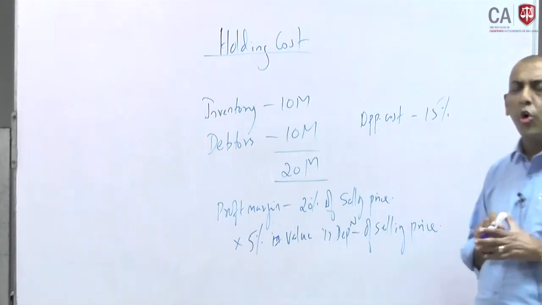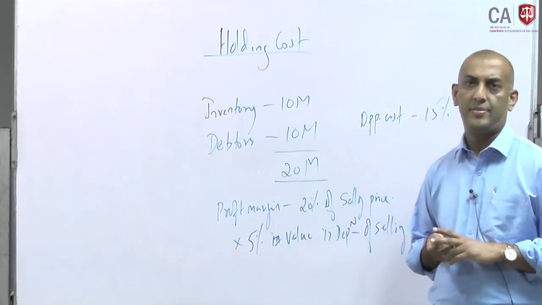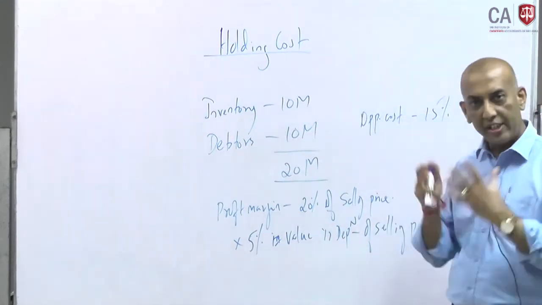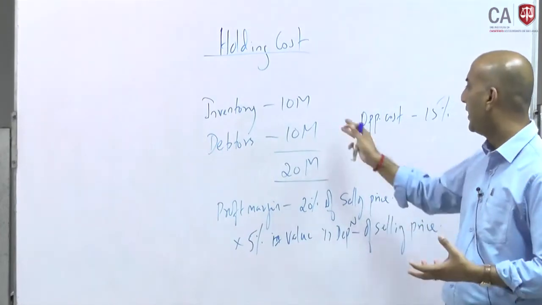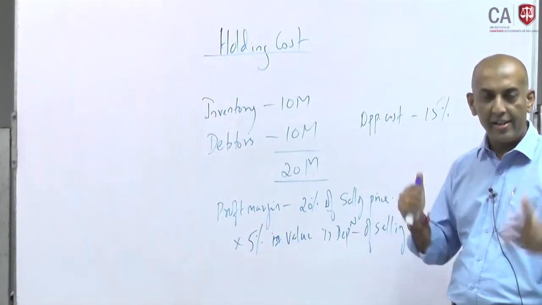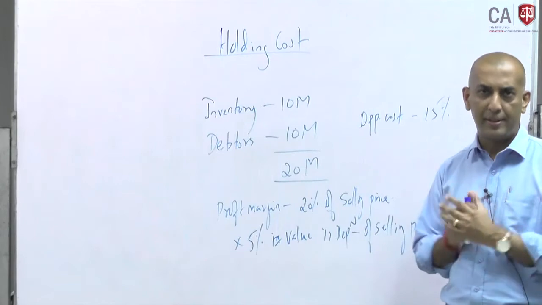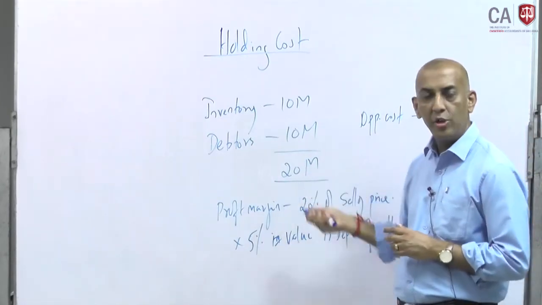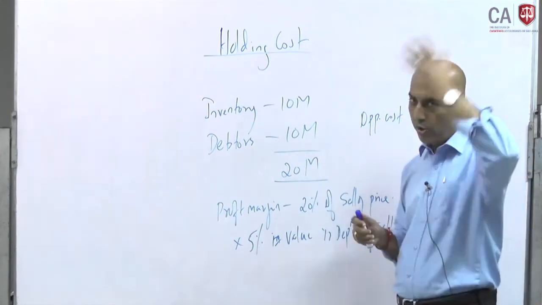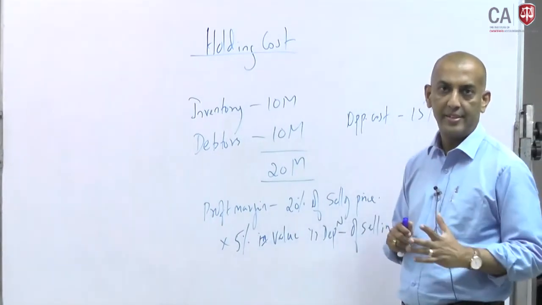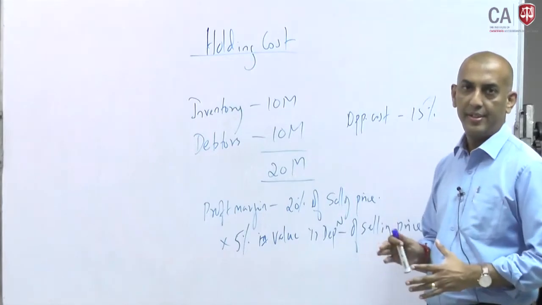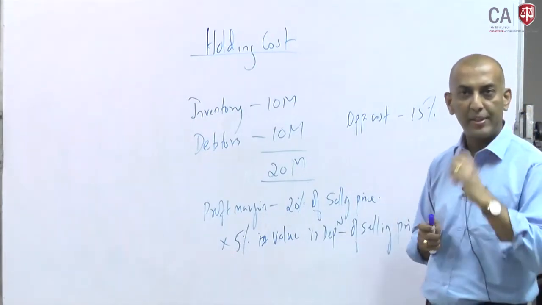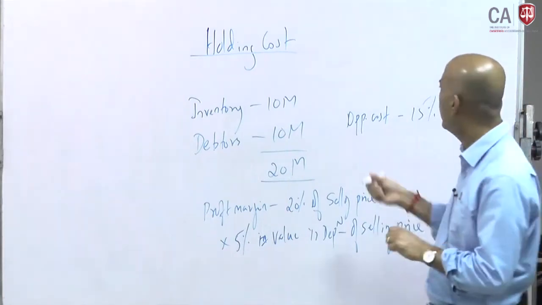Now what is the holding cost of this company? You have 10 million worth of inventory throughout the year. Debtors you have 10 million outstanding throughout the year. Total 20 million you have in working capital. Assume that's the only working capital. This 20 million you invest in year 0. You will have it outstanding every year, so that money is invested. Your opportunity cost is 15%. So what is your holding cost for 1 year?